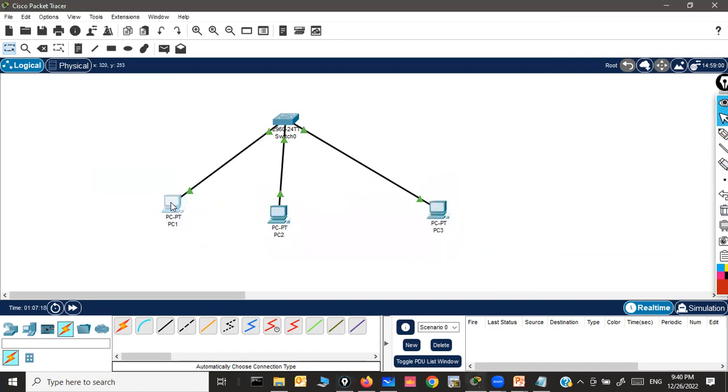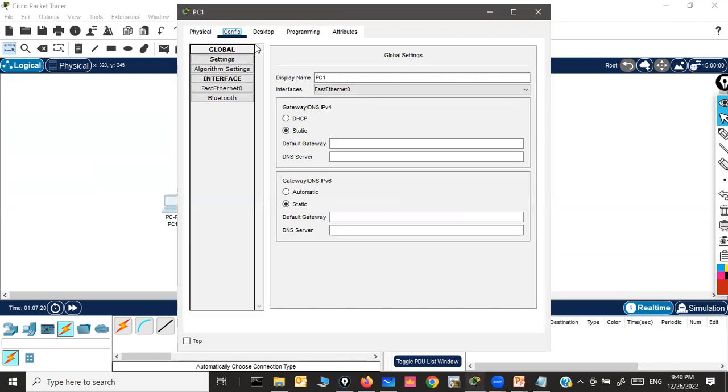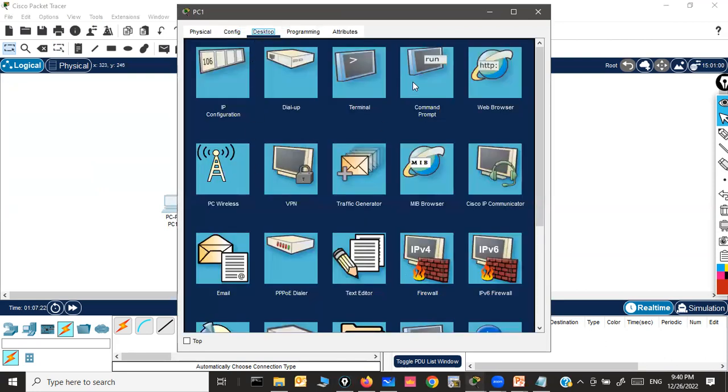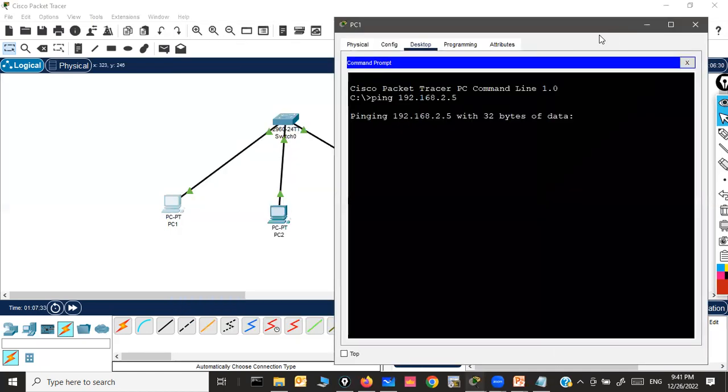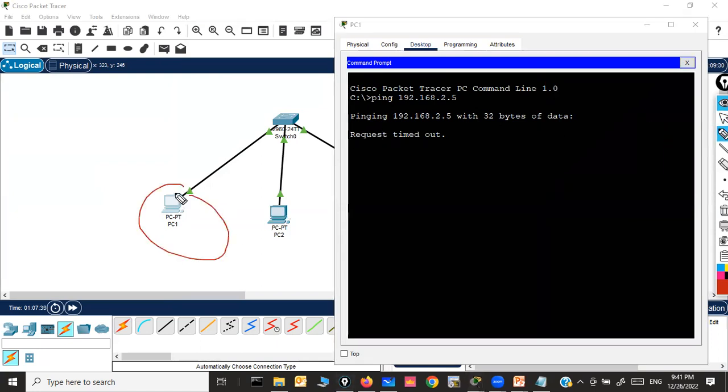If I just click here on this machine, go to desktop, go to command prompt, and try to launch this ping command 192.168.2.5, no way, I cannot. 2.5, not reachable at all. Request timed out. So this machine is not communicating with this computer, even though they are both connected to the same switch. Why? Because they are part of different networks.